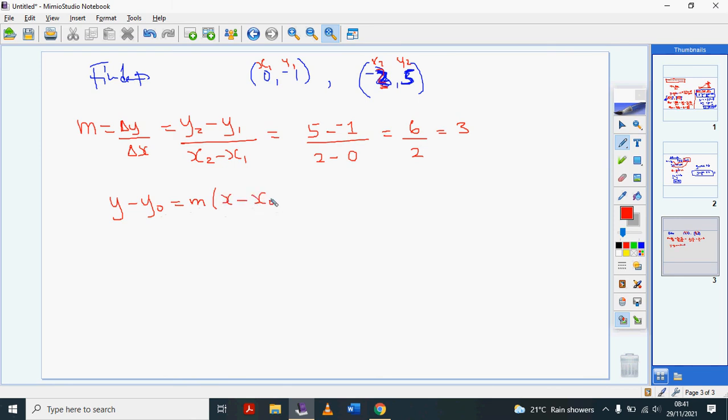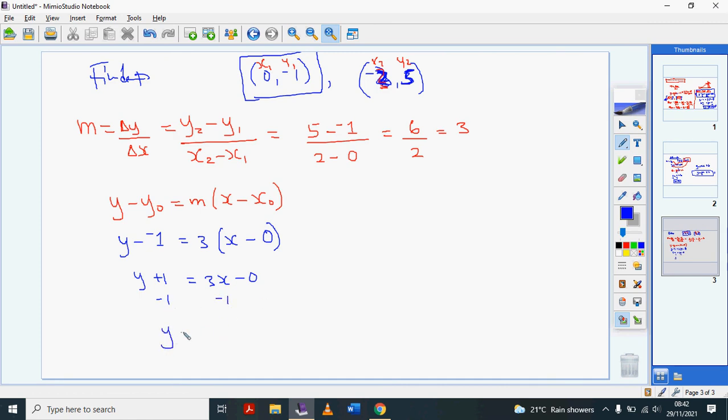So if I want to use that to find the equation of the line, I'm going to pick this point, because this point already has a 0 in it, so there will be less arithmetic to do, less mathematics to do. So I'm going to have y minus y naught, which is negative 1, equals m, which is 3, times x minus x naught. The x naught is 0, and so this is y plus 1 is equal to 3x minus 0. So I'll subtract 1, and end up with y is equal to 3x minus 1. So this is your equation that goes through these 2 points.